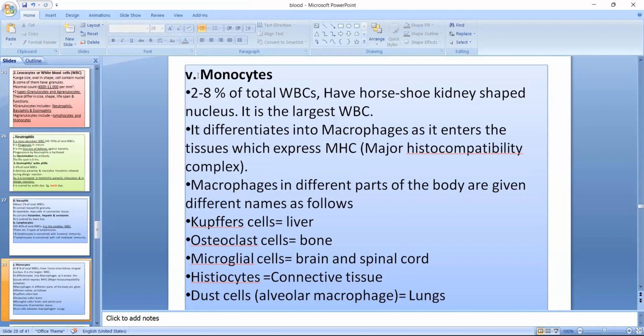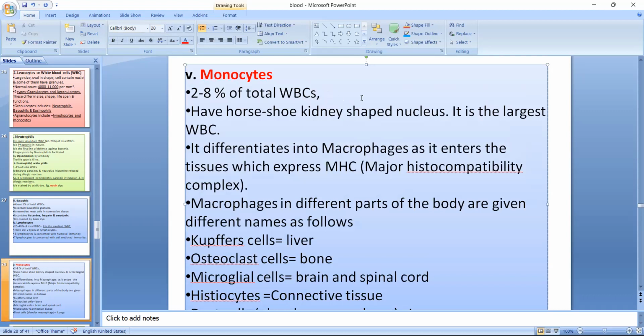And the last one is monocytes. We have also discussed monocytes well enough. They occupy about 2 to 8% of total WBCs, and they have a horseshoe or kidney shape.